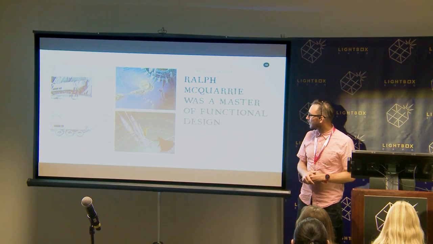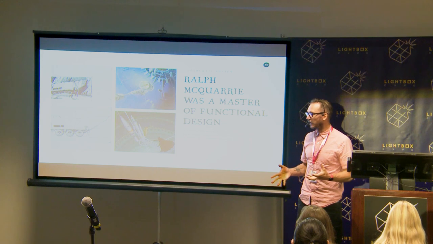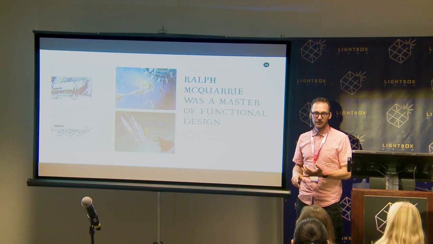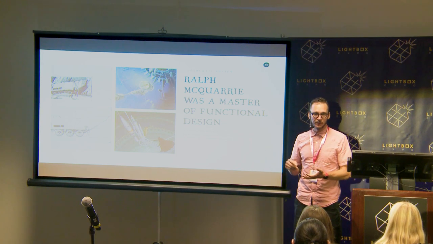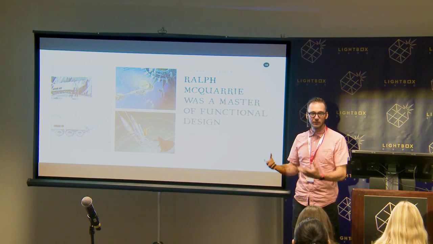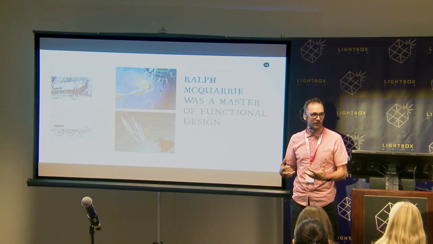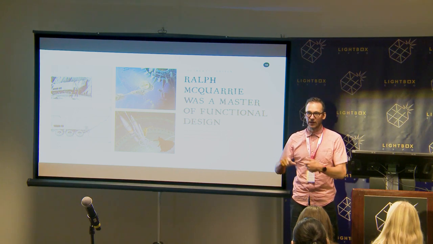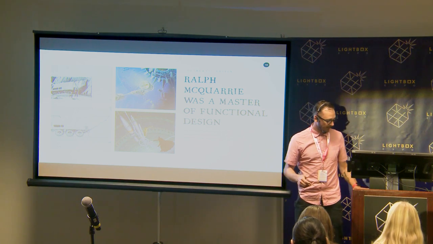Ralph McQuarrie, who was a production designer, was a master of functional design. He came from Boeing. Before he was working on Star Wars, he was doing big paintings of real planes and real structures and real buildings and real machinery. So he brought all this knowledge of things that actually work. Scale, how do you put something together, rivets.